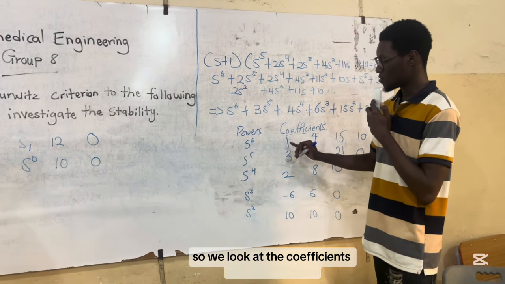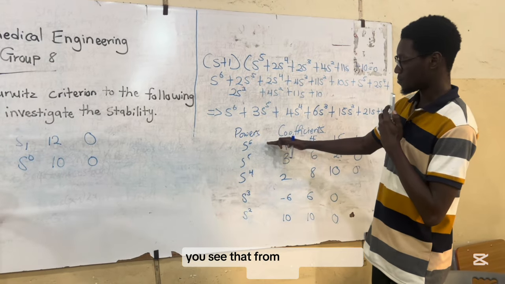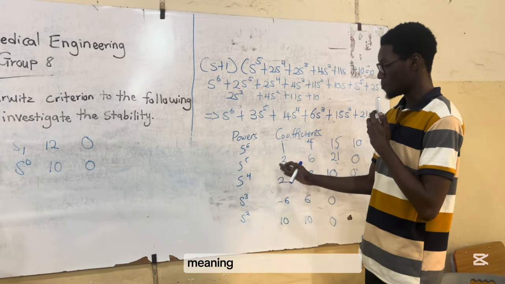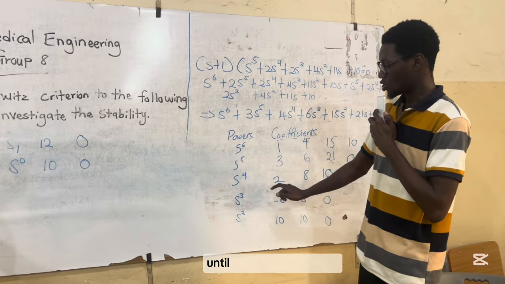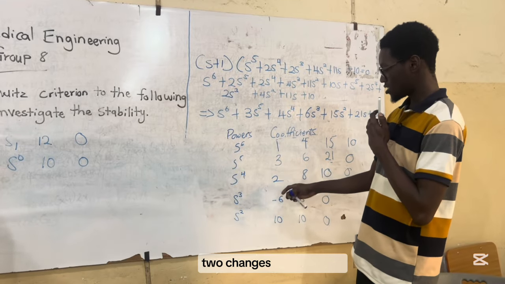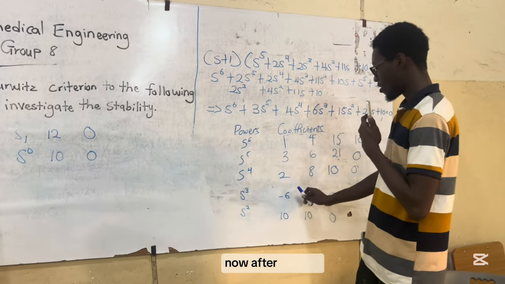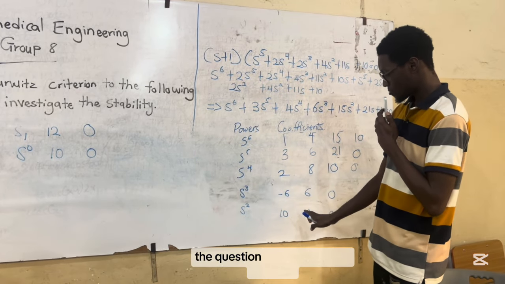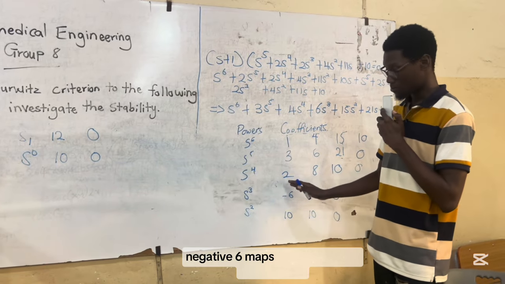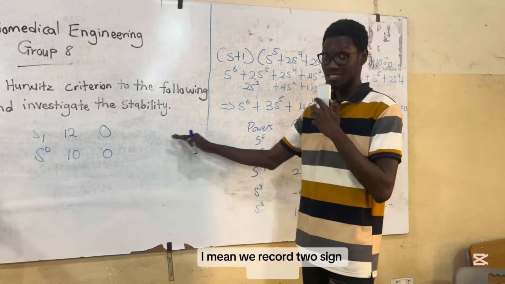So we look at the coefficients that map to s to the power 6. We see that from s to the power 6 to s to the power 4, there is consistency in the sign, meaning there is no sign change, until we get to s to the power 3, where there is a sign change, from 2 to -6, meaning we record our first sign change. Now, at s to the power 2, there is another sign change. -6 changes to +10, meaning we record 2 sign changes.